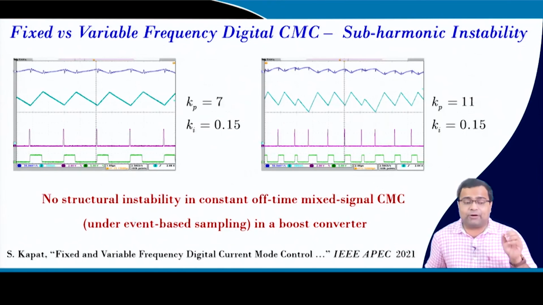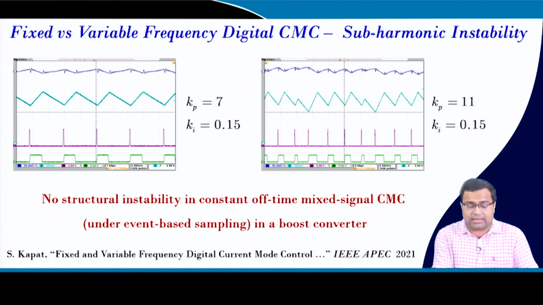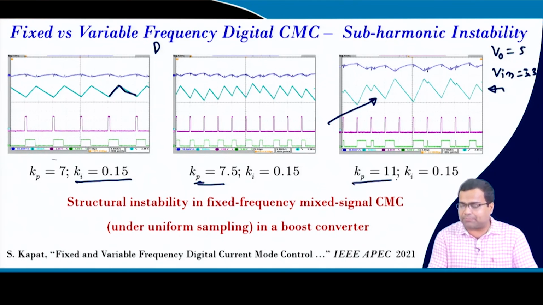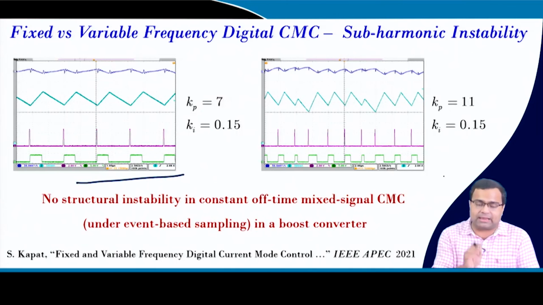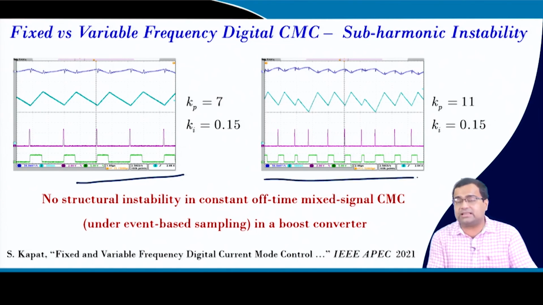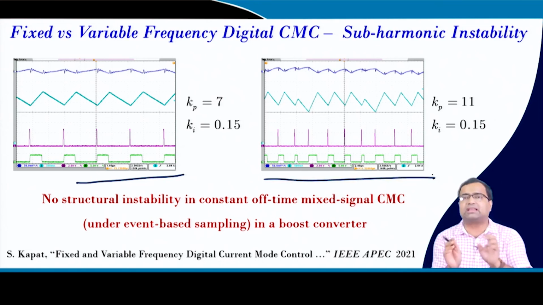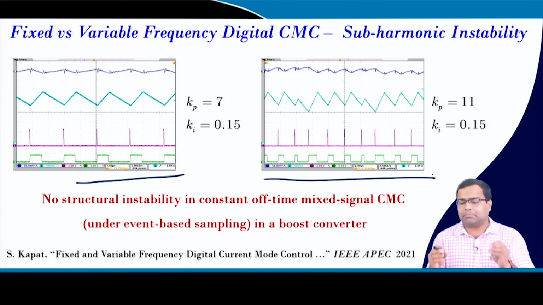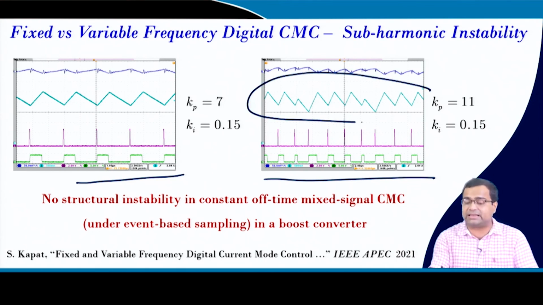But if you go for variable frequency digital control, there is no structural instability, even for the same earlier case, if you go to higher proportional gain for the same PI controller under constant off time control, which is analogous to peak current mode control, there is no structural instability. So, even though there can be a stability problem in the closed loop because of the sampling delay, this is well within the limit, and it is not going to significantly increase the ripple current.